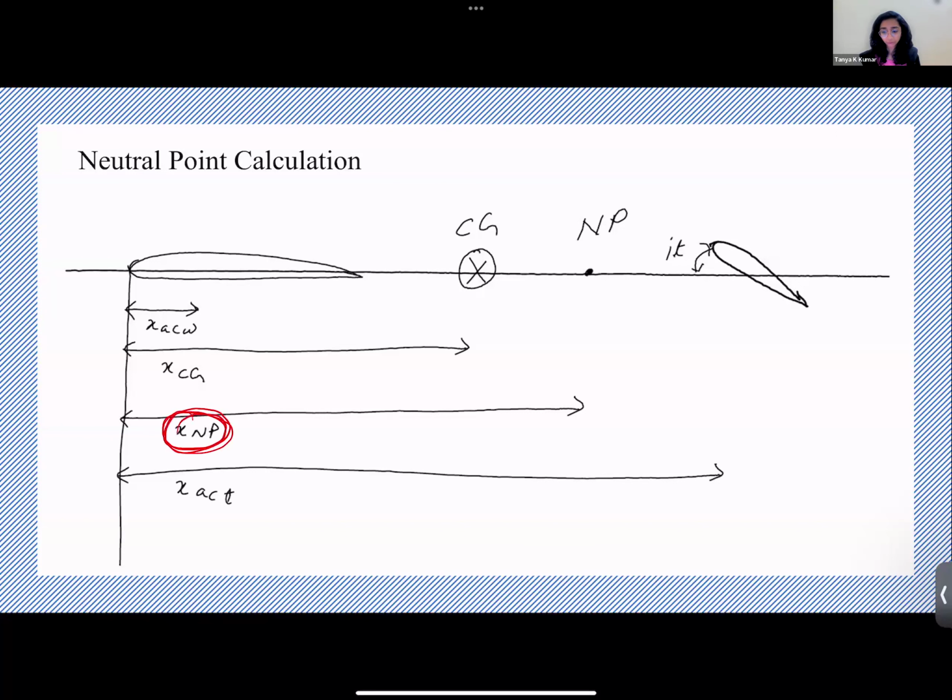How do we start deriving this? Is this configuration stable or unstable? This is just the view of the fuselage reference line, this wing tail configuration. Is this configuration stable or unstable?